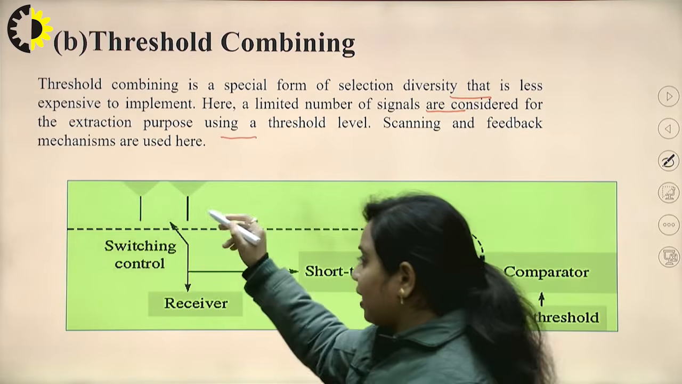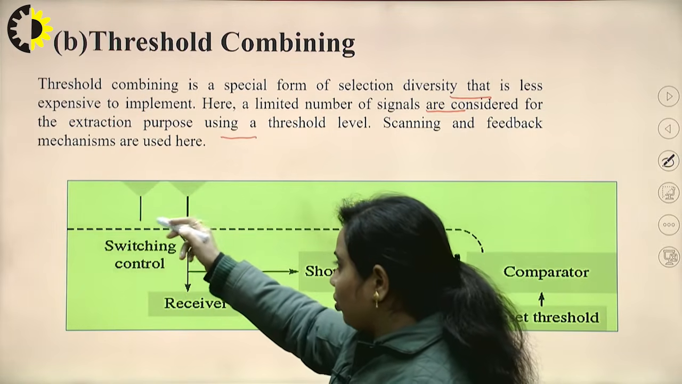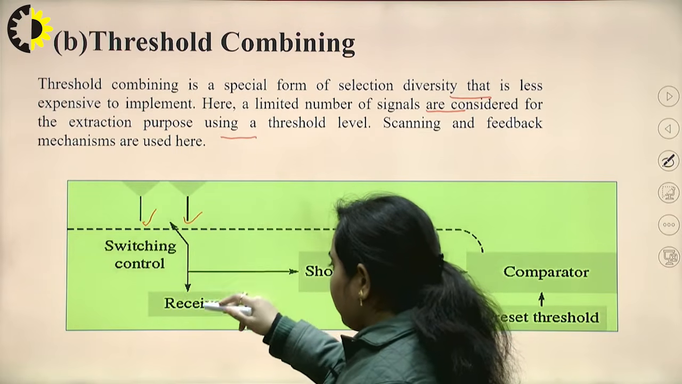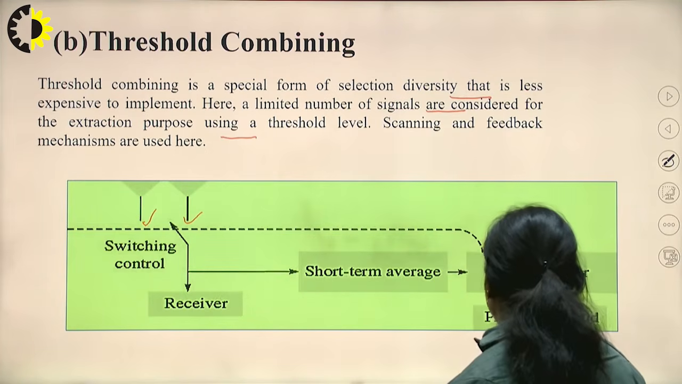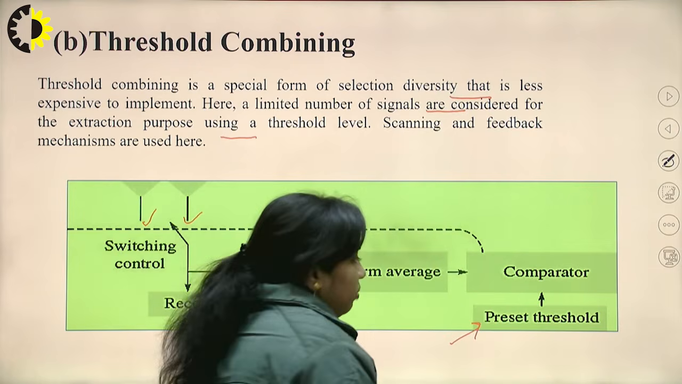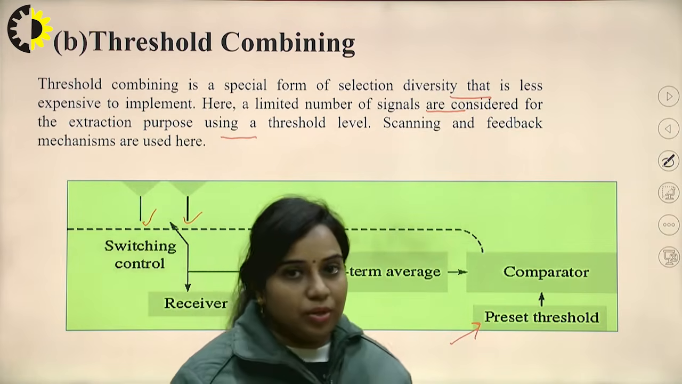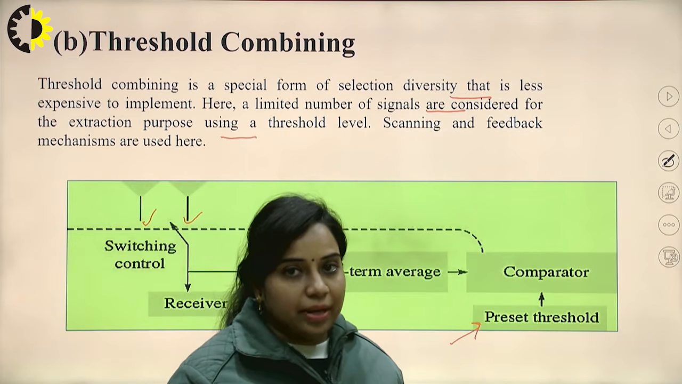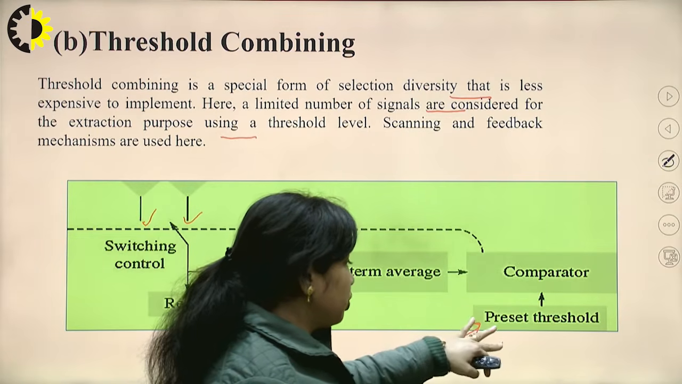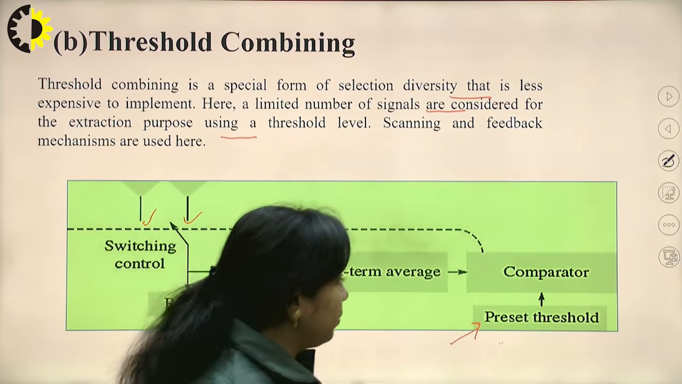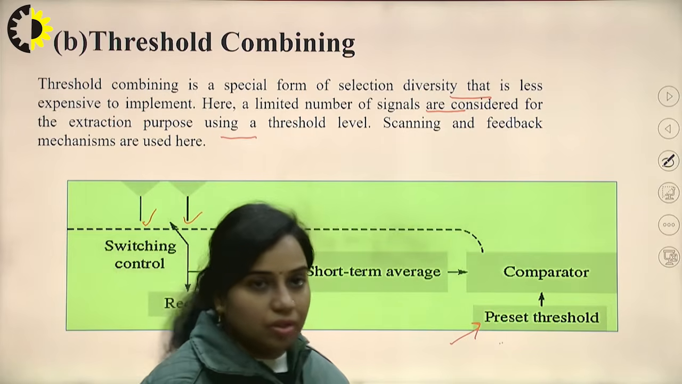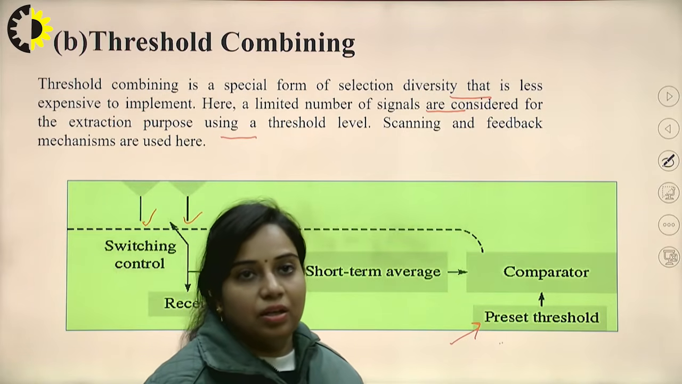These are the different antennas. This is a switching control system which will switch between these two antennas, either this one or this one. Then this will be applied to the receiver and to the short term average unit. There is a comparator. To this comparator, a preset threshold value is applied, which sets a particular level. The comparator compares whether the received signal crosses this threshold value or not. If it crosses, it will be considered as the better signal, otherwise it will be rejected. So that is the threshold combining condition.